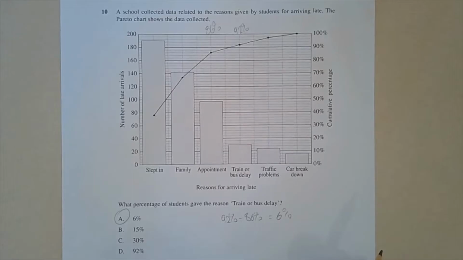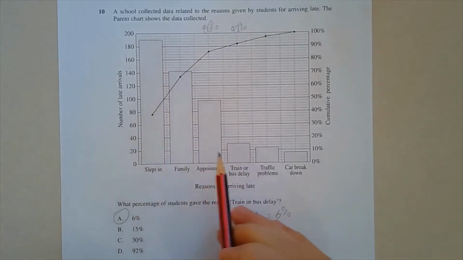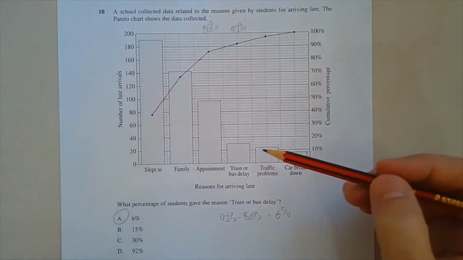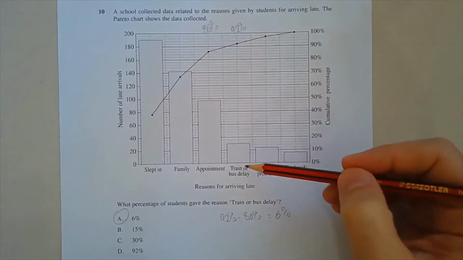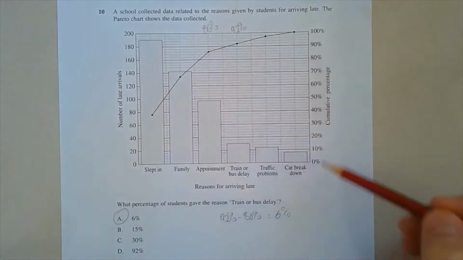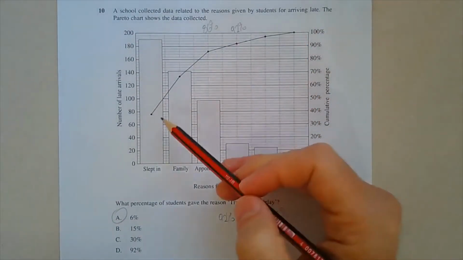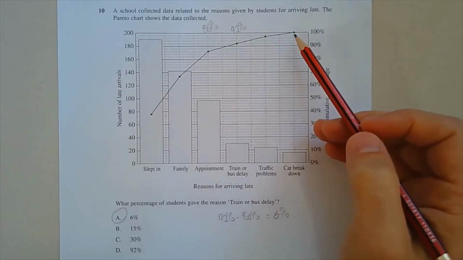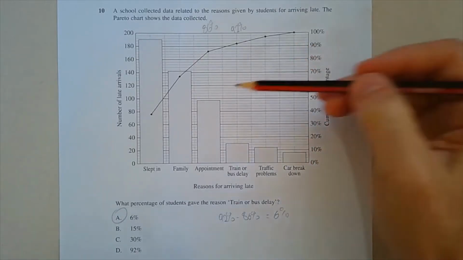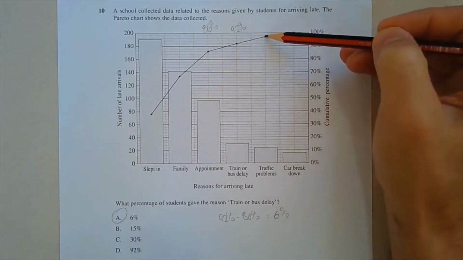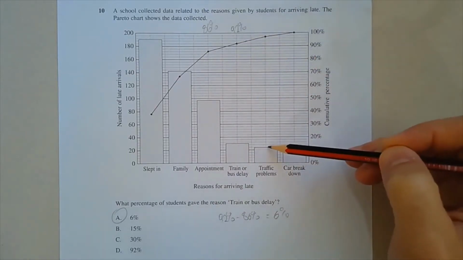Now, the other way you could do this is to add up all the columns individually, get a total, and then divide train or bus delay by the sum of all these columns, but that'll take you a lot longer. It's much quicker to use the cumulative frequency polygon and just understand that it is cumulative, which means that if you take a point and subtract the point before it, that'll give you the percentage contributed for that particular reason.